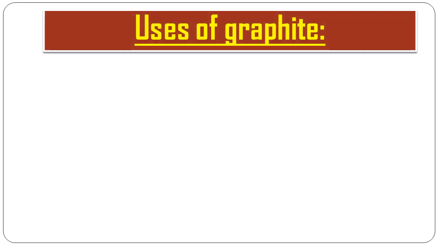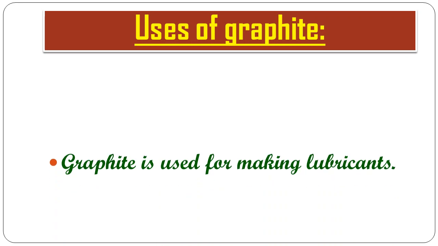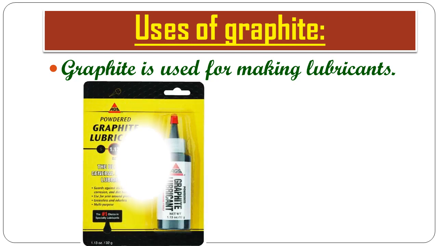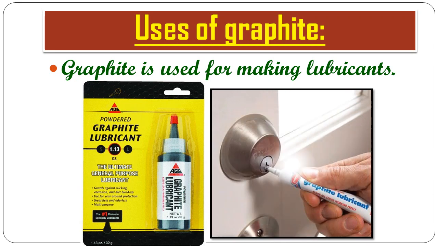Now let's study the uses of graphite one by one. The first use is that graphite is used for making lubricants. In the properties of graphite we saw that graphite is slippery in nature, so it is used for making lubricants. Here you can see powdered graphite lubricant, used to grease engines and so on. Here you can observe graphite lubricant being used to grease a lock.